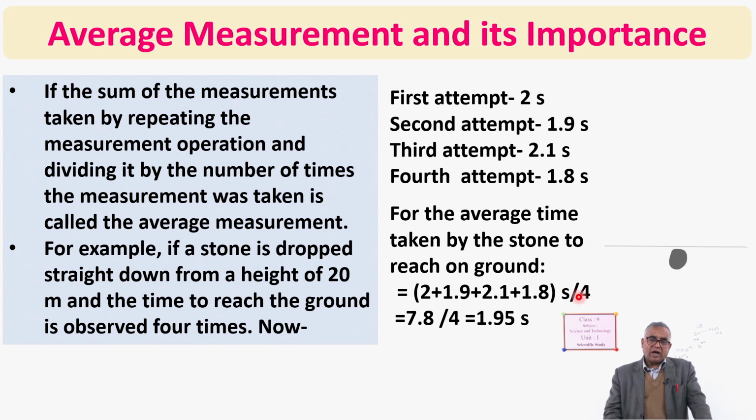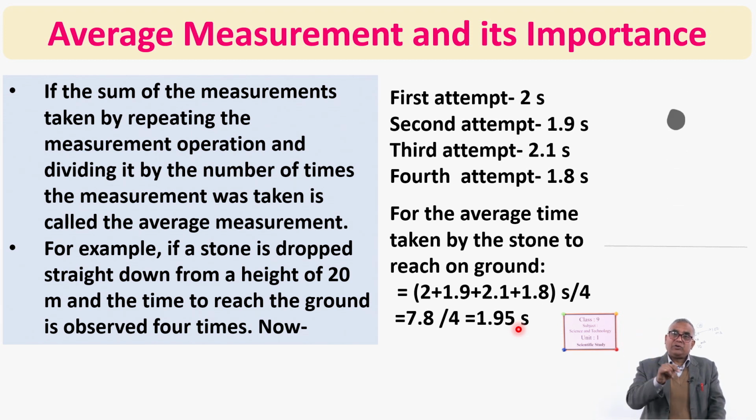Now, after addition, you will get 7.8. You add them, 7.8 divided by 4. And when this number is divided by 4, you will get 1.95 seconds. So, this is the average time taken by the stone to reach the ground.